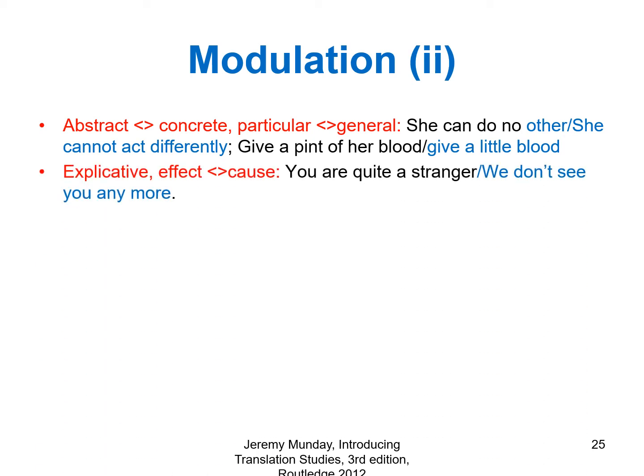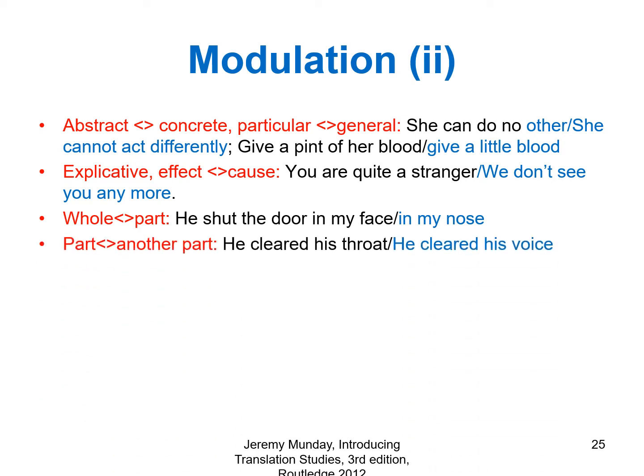Explicative or effect versus cause. You're quite a stranger. Or we could say, we don't see you anymore. As you can see, we have a change of point of view in these two segments. So we have modulation. Or we can take the whole for the part or the part for the whole. He shut the door in my face, or like we say in Spanish, me cerró la puerta en las narices. So we're taking the whole face and we're focusing on the nose, which is more idiomatic in the target text. Part for another part. He cleared his throat, he cleared his voice.